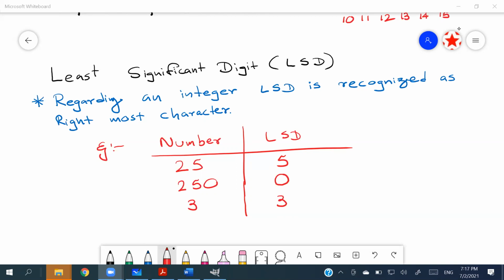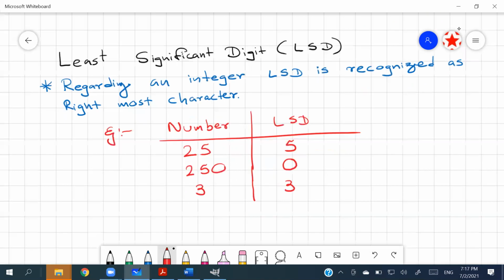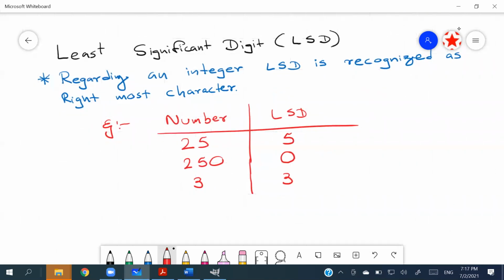Yes, we have to write this, right? So people, have the heading least significant digit. So you can write this.